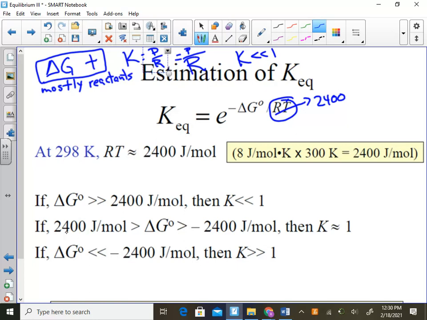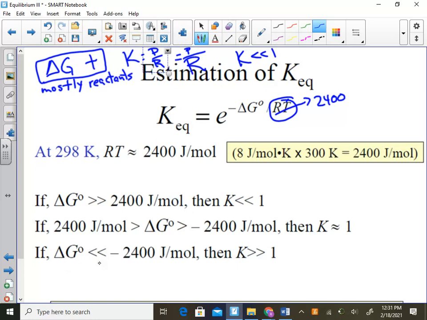If it's somewhere between 2400 and negative 2400, then you have a K that's kind of in the middle, almost even amounts of products and reactants. It's hard to say. You'd have to calculate that to know.